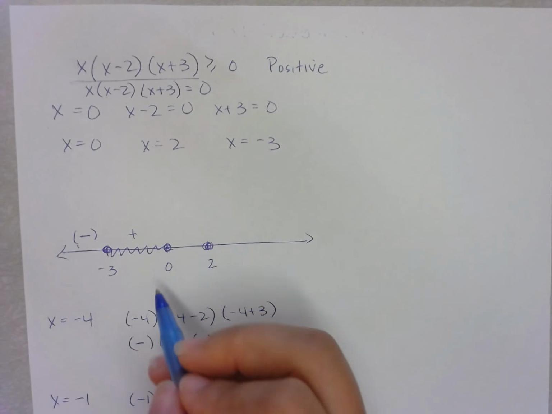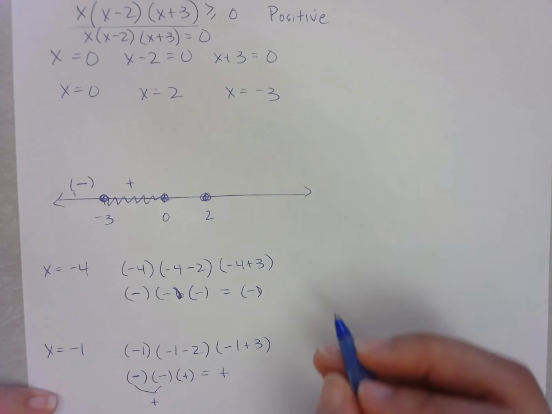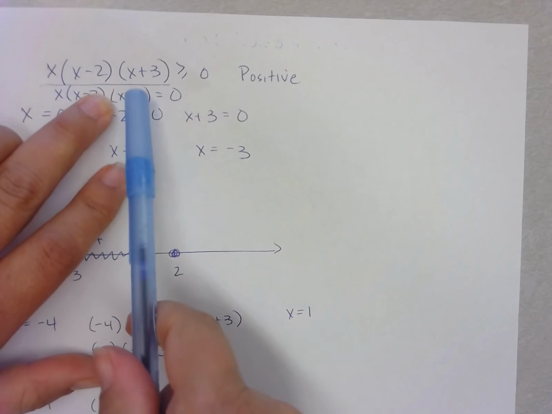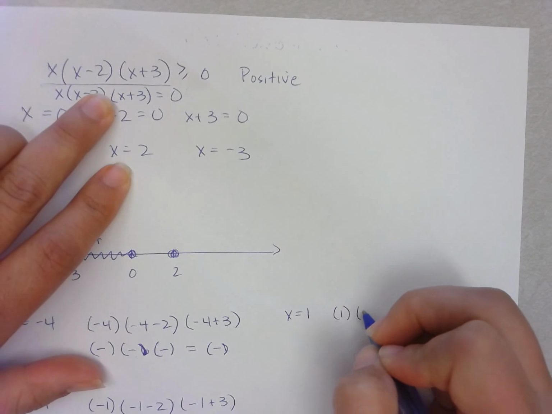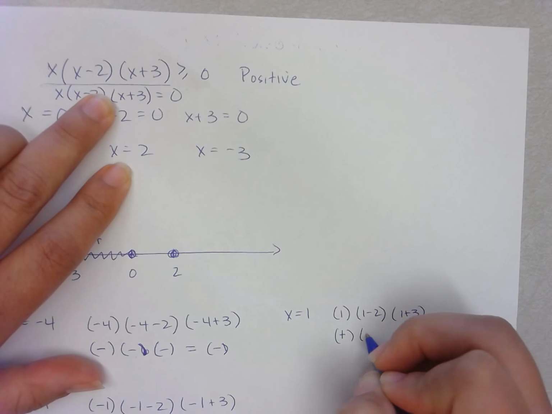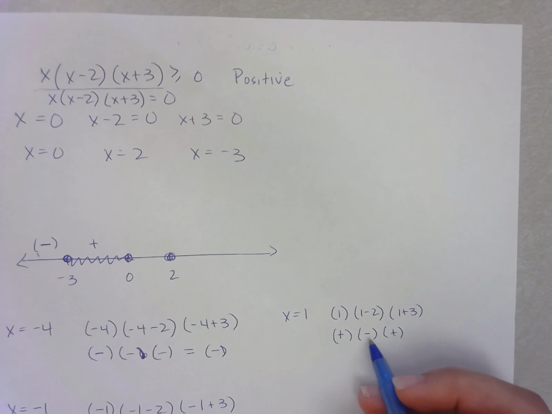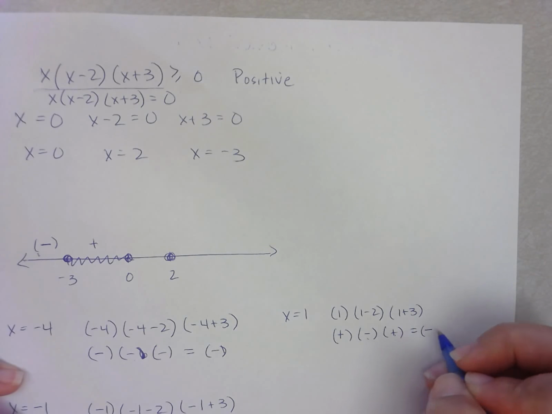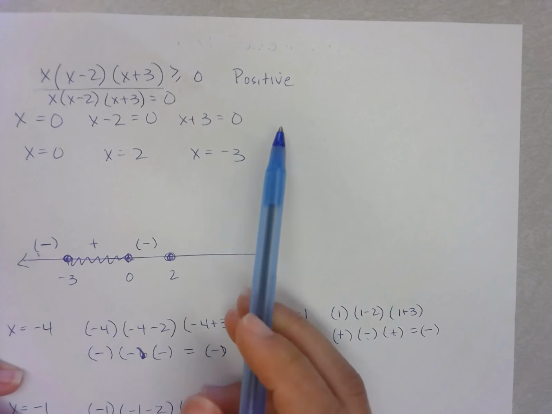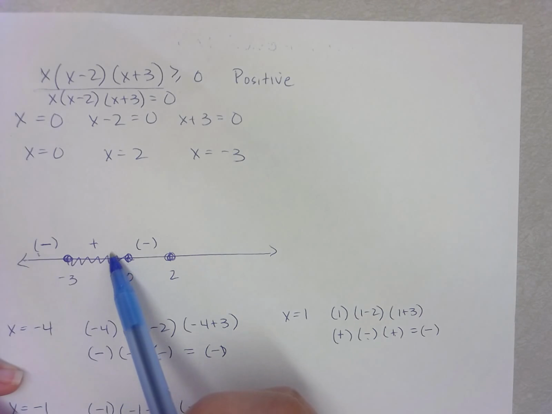All right, so now I need a number between 0 and 2. 1 is the only integer between them, so let's try out x equals 1. I'll put this over here. I'm putting it back again into this piece right here. And so I have 1 times 1 minus 2 times 1 plus 3. So this is positive 1. This is negative, right? Negative 1. And then this is positive. And so I have a positive times a positive, which is positive, but then times this negative is negative. So it's negative in this interval. Not part of my solution because, again, I was looking for positive numbers. If this had been less than, then these would be part of my solutions and this one would not.